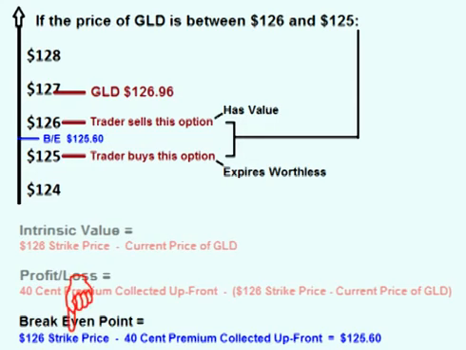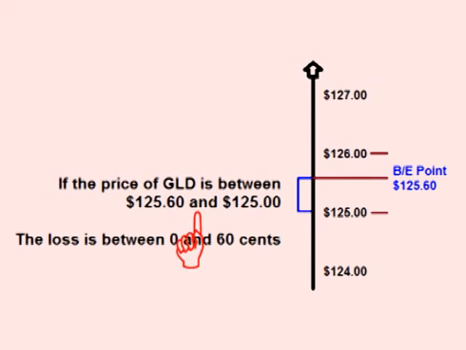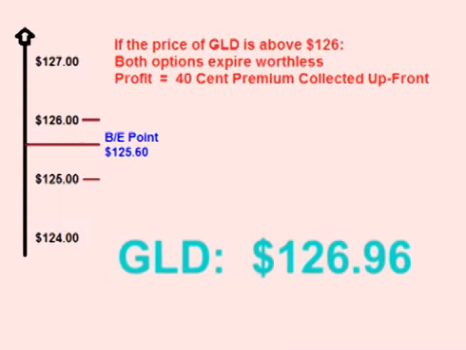The break-even point is the difference between the strike price of $126 and the 40-cent premium the trader was paid up front for placing the spread, making the break-even point on this trade $125.60. If the price of GLD is between $126 and $125.60, the profit is between 0 and 40 cents a share. If the price of GLD is between $125.60 and $125, the loss is between 0 and 60 cents a share.